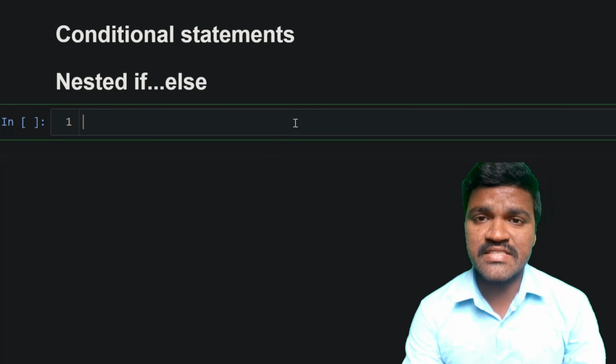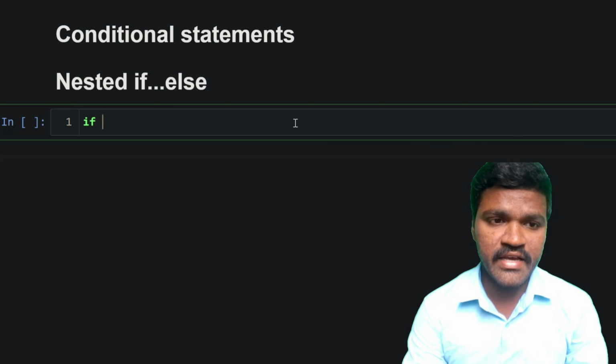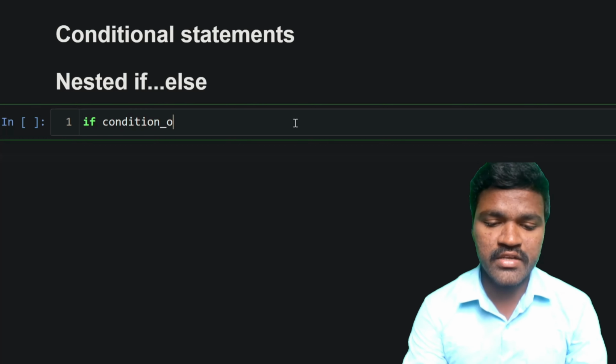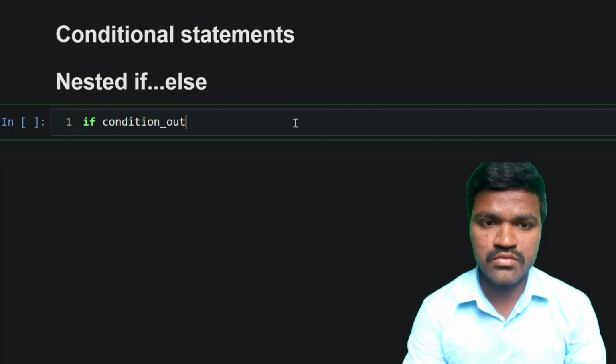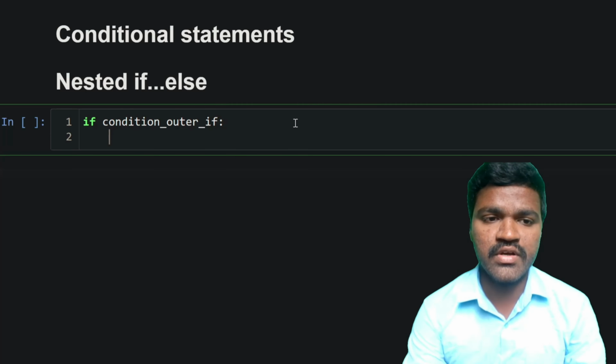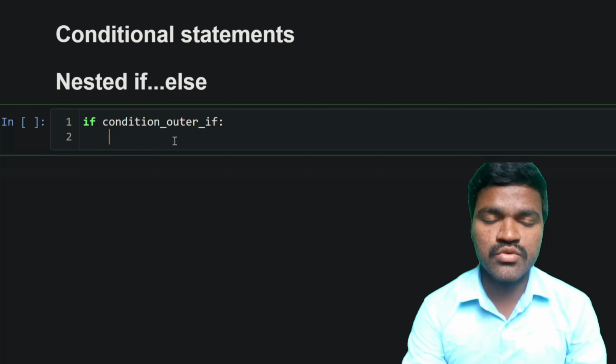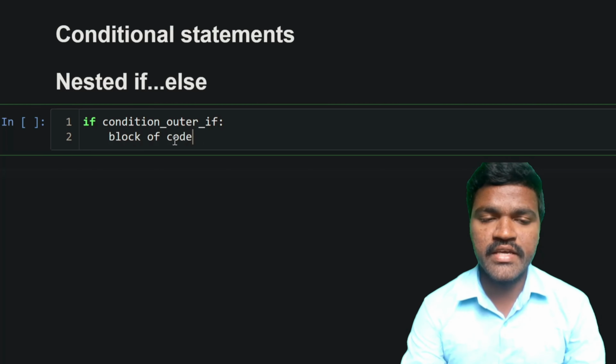Let's first see the syntax of how we can put nested if and else. Let's say I have this if, and I have this condition for the outer if. Whenever this condition of the outer if is true, I need to execute a block of code. Let's say I have this block of code here.